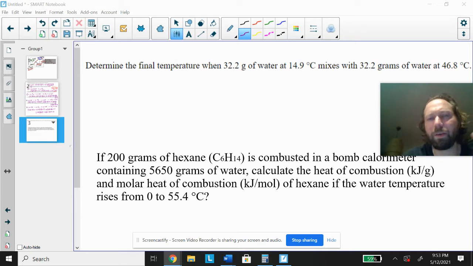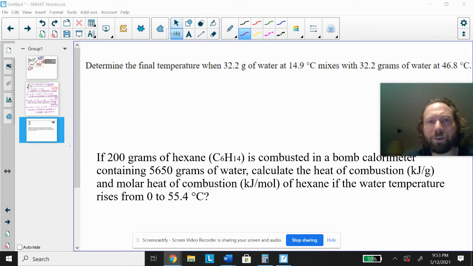In this one we're going to do a problem where we have two different water samples at different masses and different temperatures, and we're going to mix them and figure out what the final temperature is. And then also we're going to do a basic calorimetry example, where we have a particular substance, a certain amount of it, and we will use a calorimeter and a certain amount of water and temperature change to figure out the heat of combustion and molar heat of combustion for the substance.